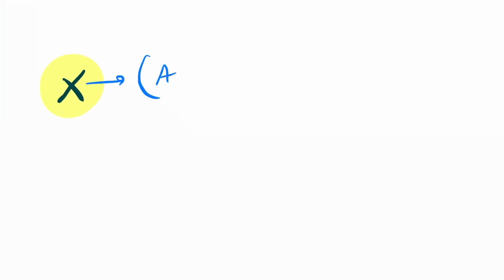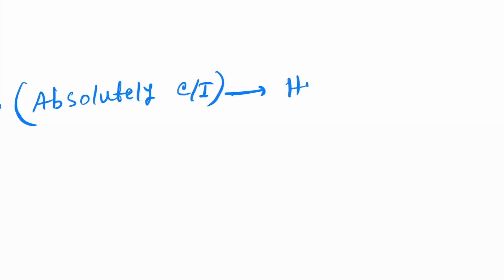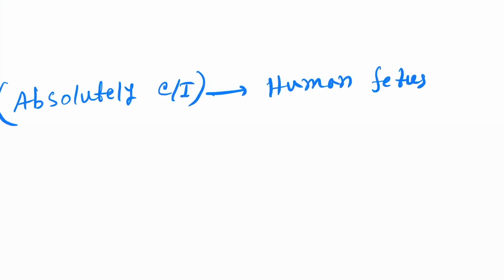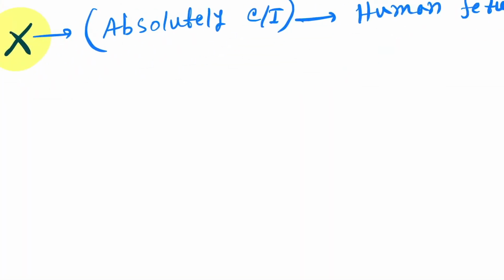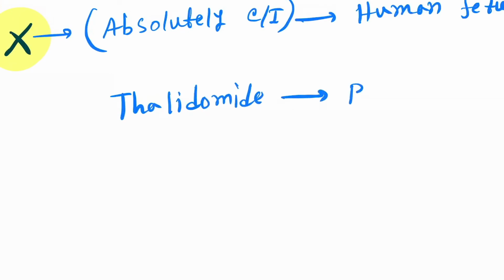Next is category X. This is the absolutely contraindicated. Contraindicated, human fetus risk. Okay, so the drugs are thalidomide, the most popular drug, which causes phocomelia.